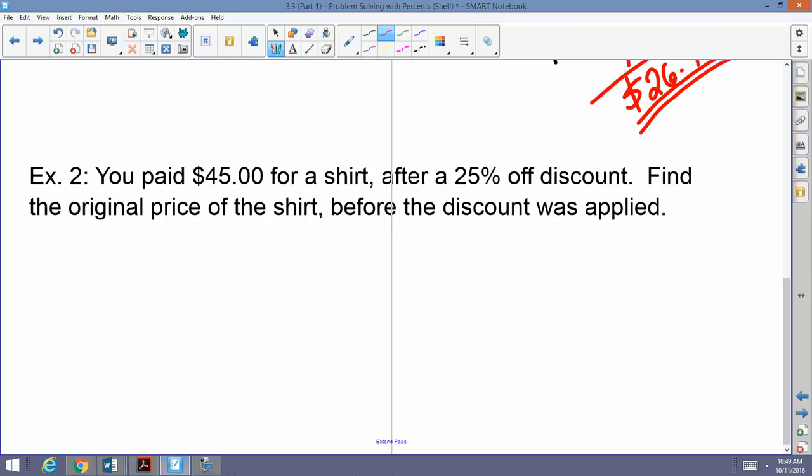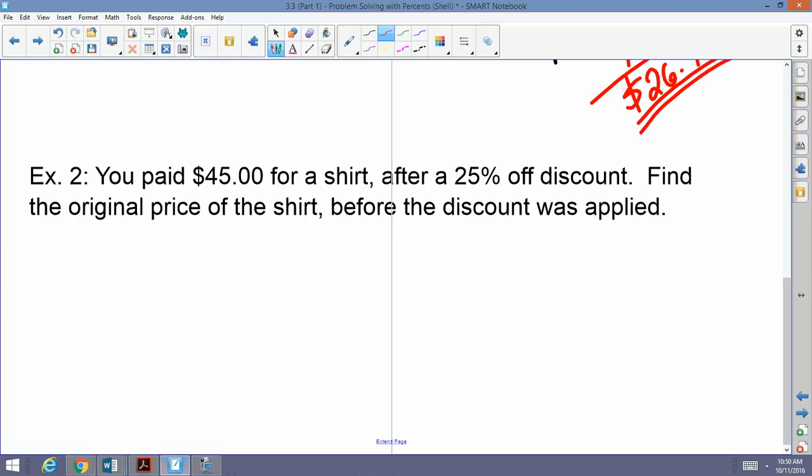You paid $45 for a shirt after a 25% off discount. So that's already what you paid for. That's what you paid for after the discount. Find the original price of the shirt. This is where your is over of and your proportion setup is not going to be very good unless you write the equation first.